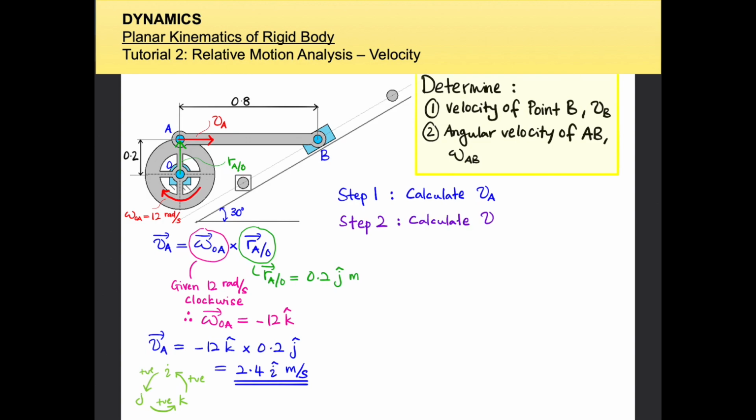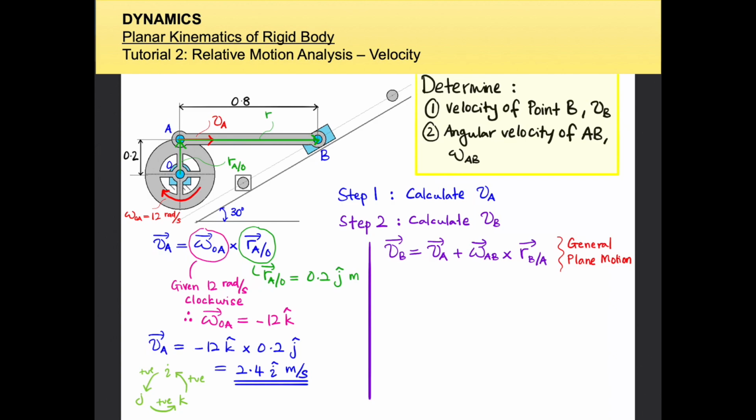Step 2 is to calculate the velocity of point B, VB. The rod AB undergoes general plane motion, so use the general plane motion equation. Starts with calculating the position of B with respect to A, RB/A.